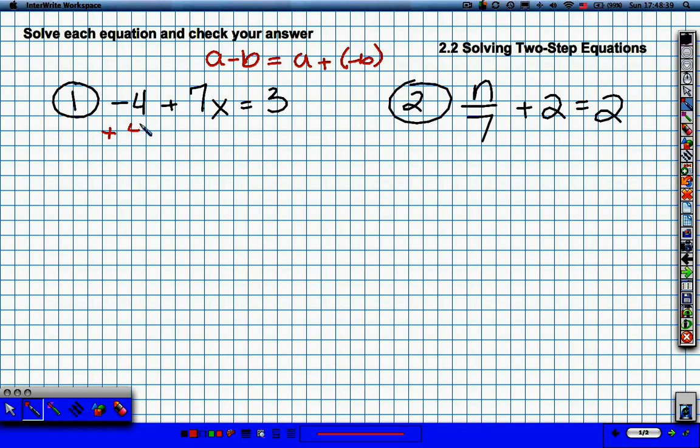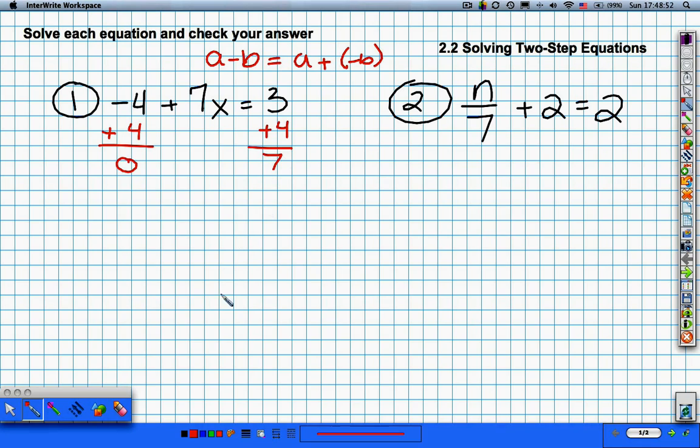So I'm going to add a positive 4 to both sides. I don't need to add it to the 7 here because that's the left side of the equation. I'm already balancing it out, I'm taking care of it right here. This is 0 and this is 7. So our problem is 7x equal to 7.